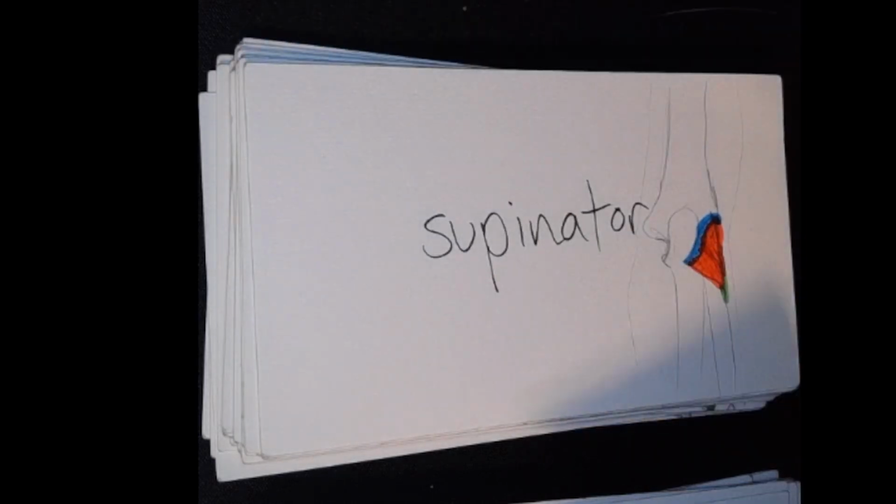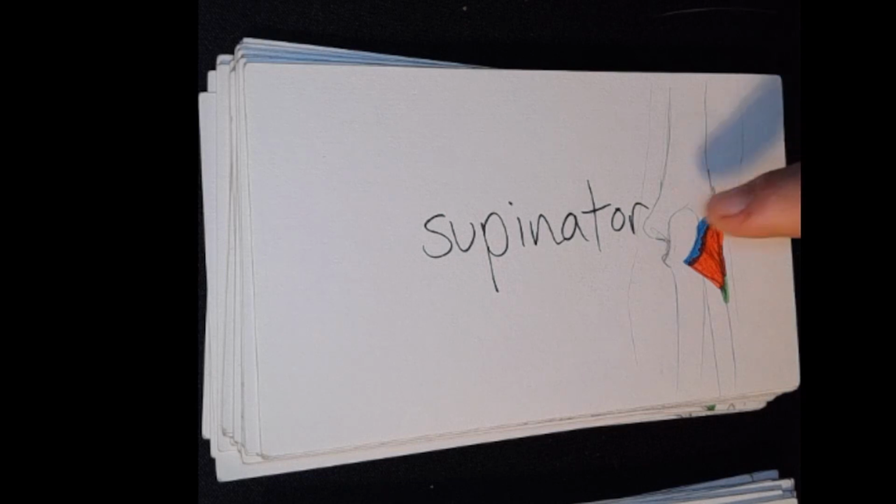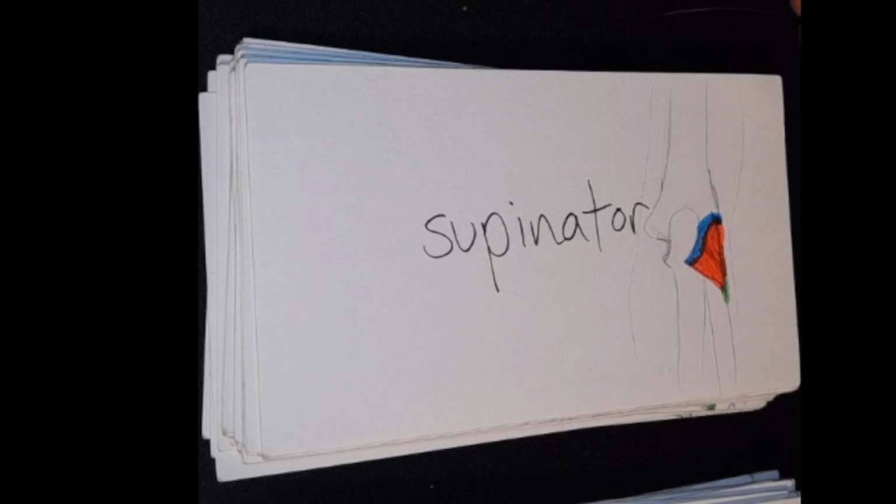Supinator. Origin, lateral epicondyle of humerus and adjacent ulna. Insertion, anteroproximal radius. Action, radio-ulnar supination. Innervation, radial nerve.